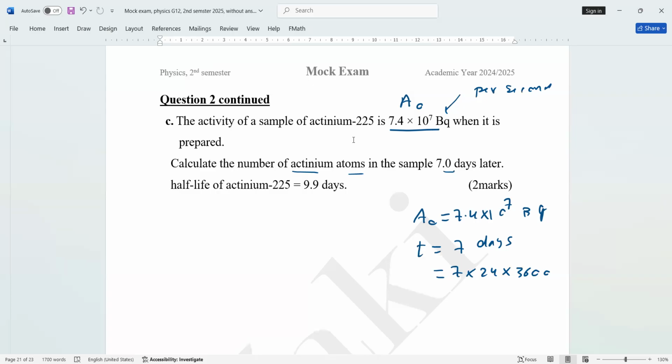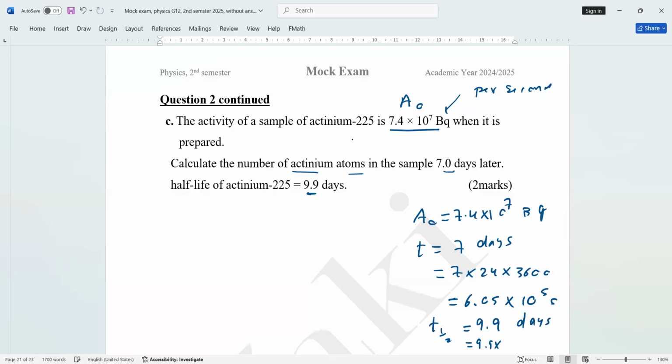So as the answer, shift mode 73. So it is 6.05 multiply 10 to the power 5 seconds. Now, half-life, so this is T half. T half is 9.9 days.